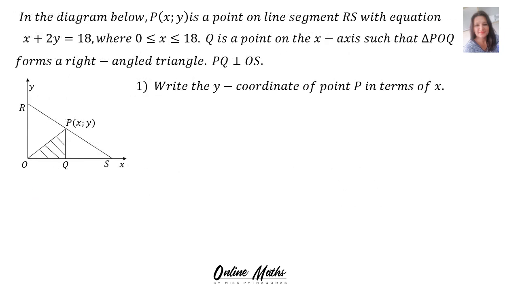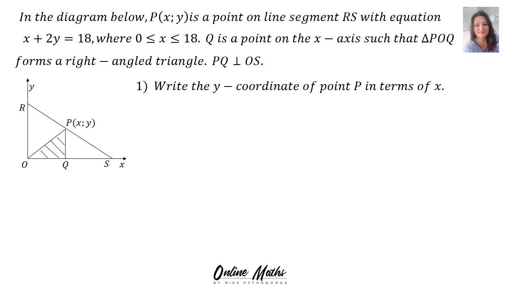Example 4. In the diagram below, P(x, y) is a point on the line segment RS with the equation x plus 2y is equal to 18, where x is in between 0 and 18. Q is a point on the x-axis such that triangle POQ forms a right-angled triangle. PQ is perpendicular to OS. Number 1. Write the y-coordinate of P in terms of x.